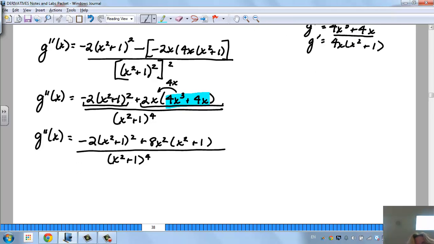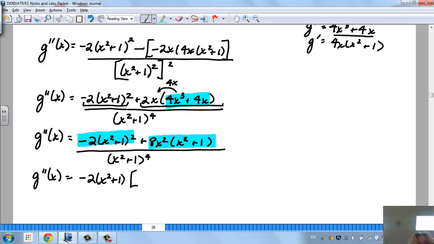Now I'm pretty pleased, because now here is a term right here, and here's a term right here, and they both have in common an x squared plus 1. So I'm going to factor this out. So if I factor out an x squared plus 1, and I also can take out, if you look, I'm going to take out a negative 2 to make life easier. So I'm going to pull out a negative 2 x squared plus 1 out of both terms.